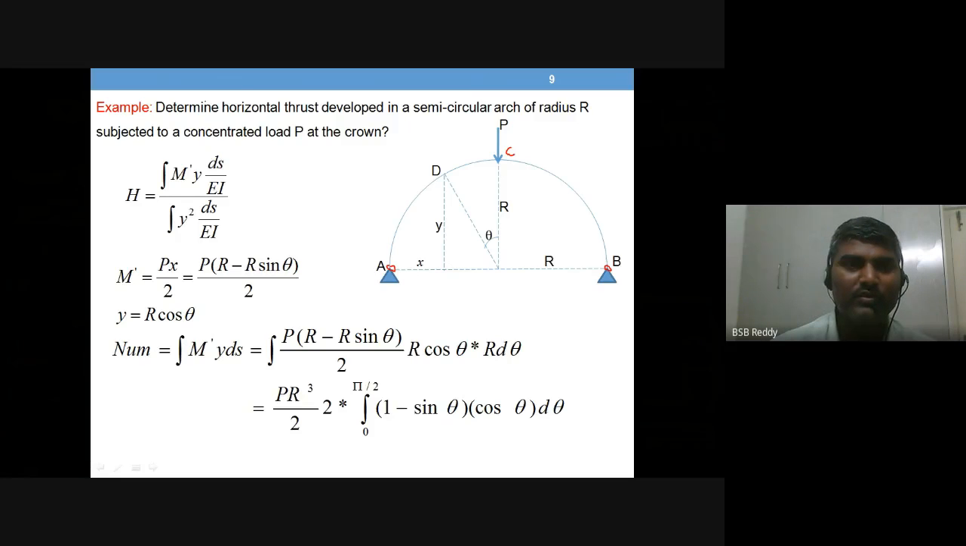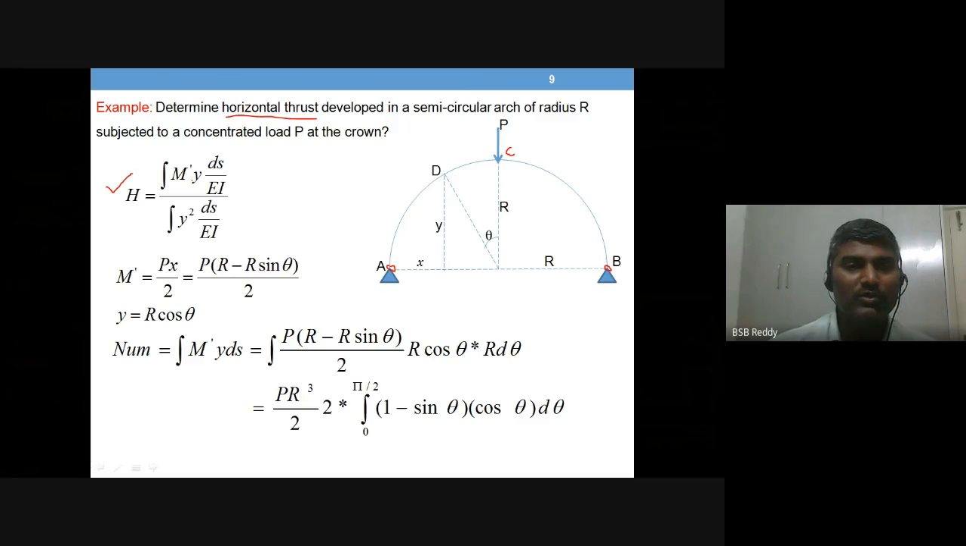So let's start. We are now asked for the horizontal thrust only. As you know, the determination of horizontal thrust itself is a lengthy one, so sometimes the examiner may be interested in asking for only the horizontal thrust value. So H, you write the formula derived from the earlier session: integral M dash y ds divided by EI, when EI is constant it will cancel out, so divided by integral y square ds. This is the formula.